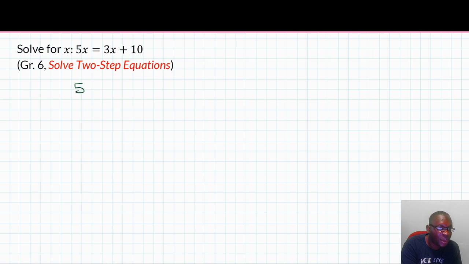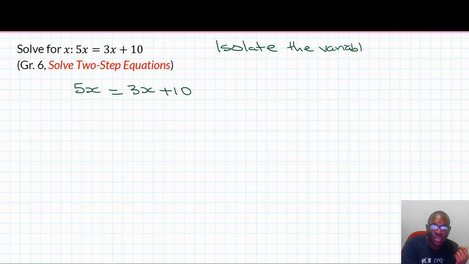So we have 5x equal to 3x plus 10. When you're solving an equation, what you're trying to do is isolate the variable. That's the terminology. All this simply means is that we want to make sure that the variable stays by itself alone, that it doesn't share the space. Its space is the left-hand side, which is this side right here, and the right-hand side, which is this side. It will not share that space with any other variable or number.